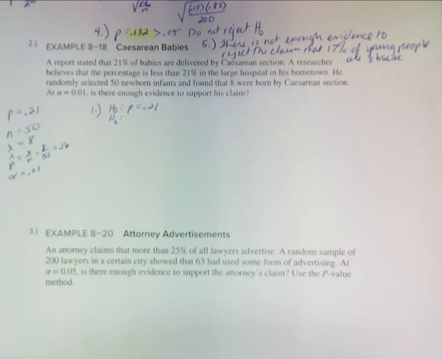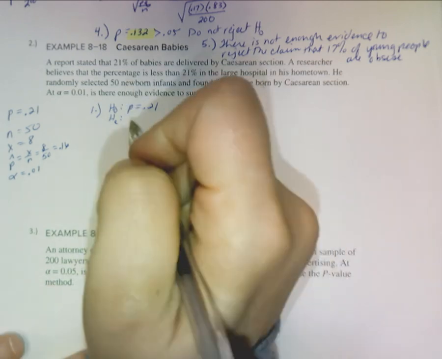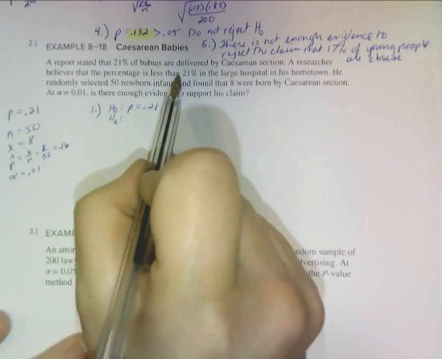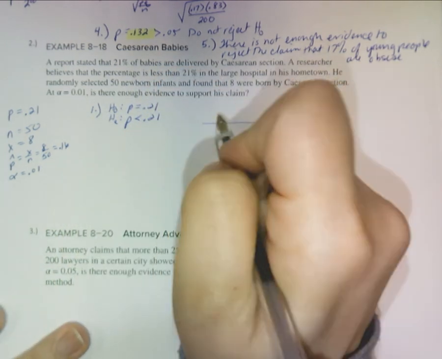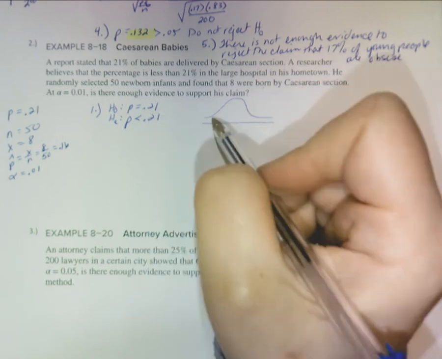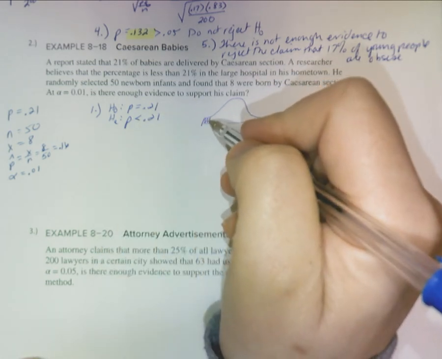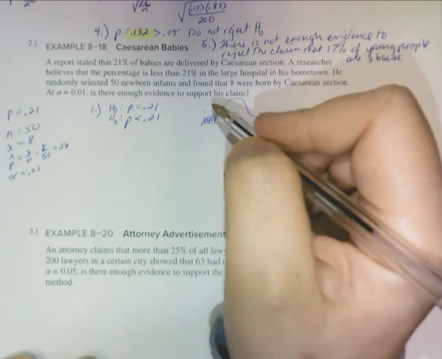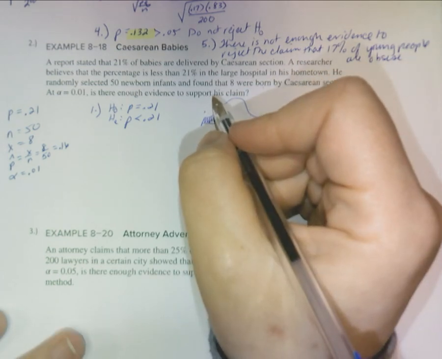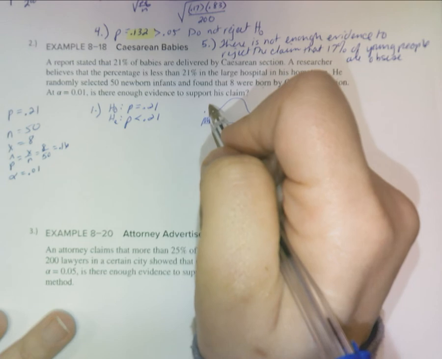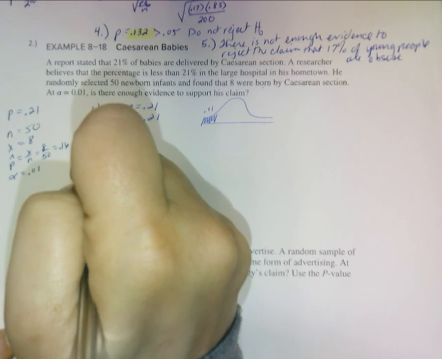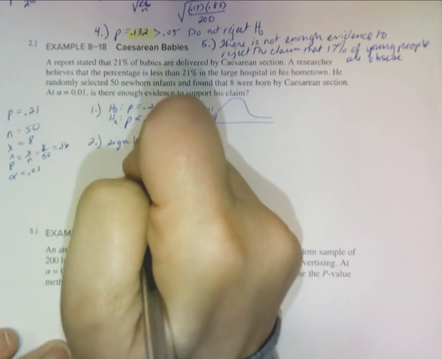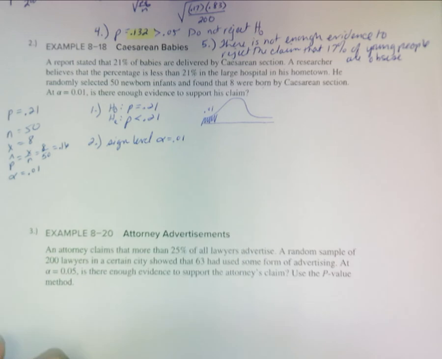My H0 is that P equals 0.21. That is the population's proportion for cesarean delivery sections. But this researcher thinks it's less than 0.21. So if I'm drawing this, this would be a one-sided left or right. If I'm less than, it'd be left. Okay, so number 2, my significance level, alpha equals 0.01.